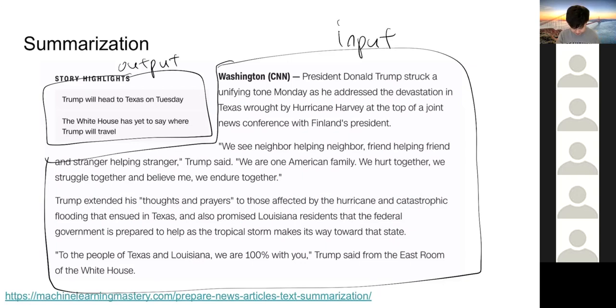So that's very convenient. And are they useful? Because the story highlights might not be there, right? Or you're reading some news article that doesn't have the summarization and you don't want to spend your time reading the entire article, then maybe summarization can be very helpful, right? So that's really the purpose of summarization.